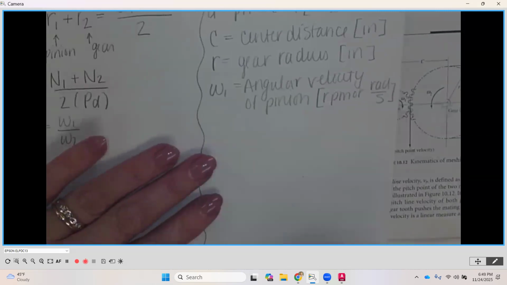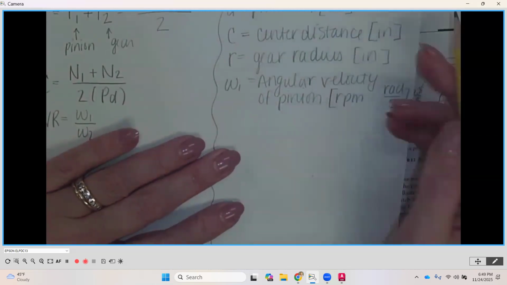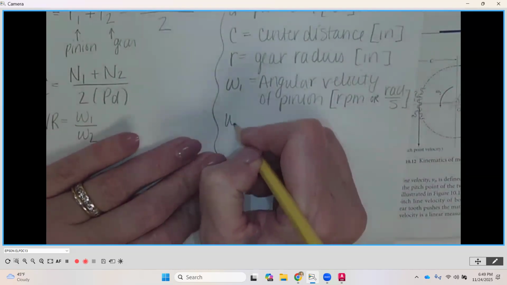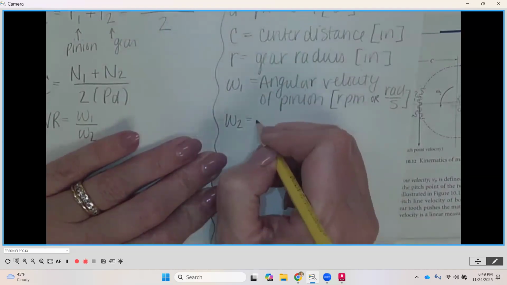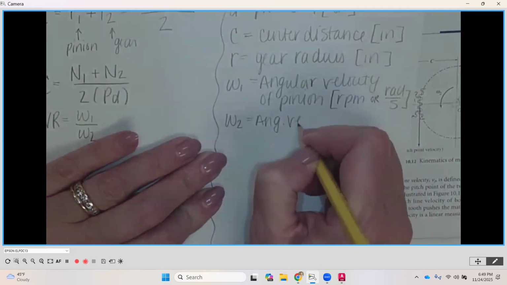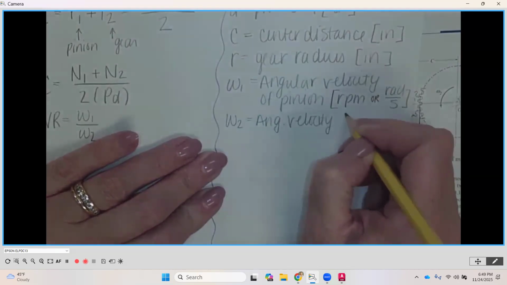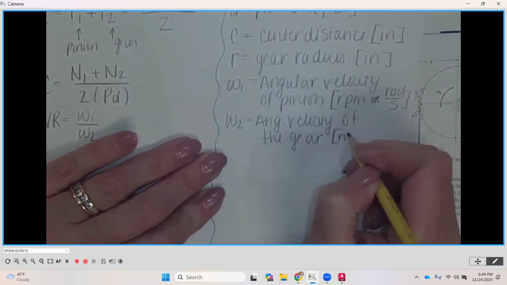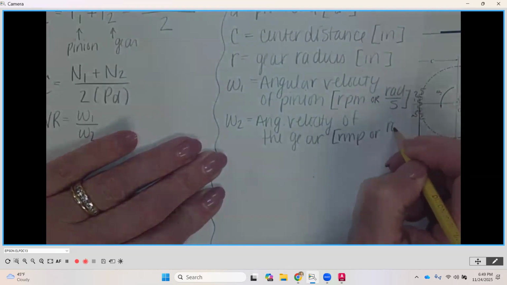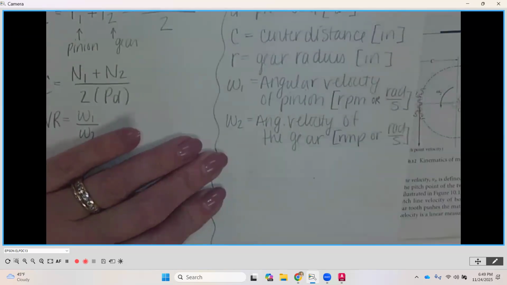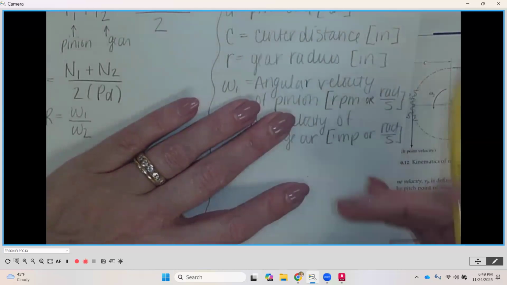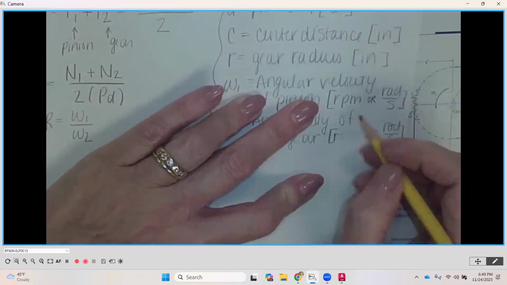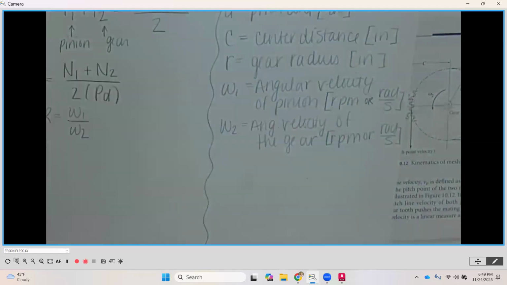I'll bring this over here. RPM or radians per second. Omega 2 is the angular velocity of the gear. It's going to be the larger of the two, and again, it's RPM or radians per second. Okay, this is an RPM. Totally backwards. There we go.